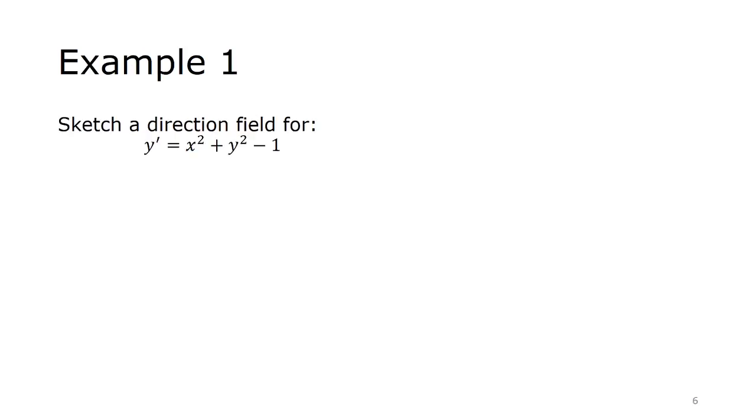Let's take a look at a direction field. You won't be asked to do this much, if at all, but picture how you might sketch out a direction field for this differential equation, y prime equals x squared plus y squared minus 1. In order to sketch a direction field, all you would need to do is determine what the slope would be at a series of points.